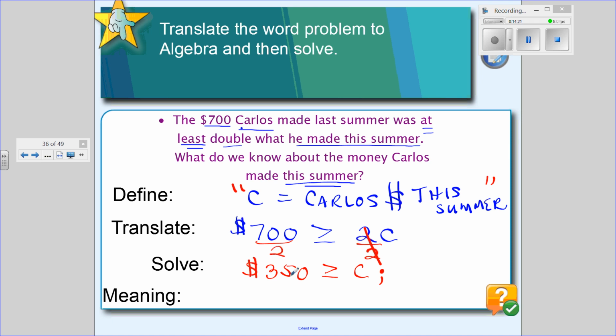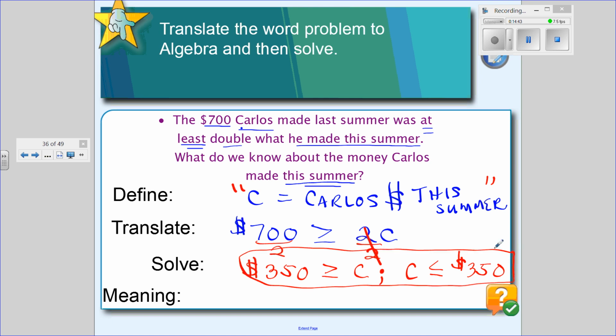So if 350 is bigger than or equal to C, if I read this just from right to left, which no one really does, I would say C is less than or equal to 350. Both of these things have the same meaning mathematically, but one's a little bit easier to interpret when C is the subject of the statement rather than the $350. So let's put meaning to it.